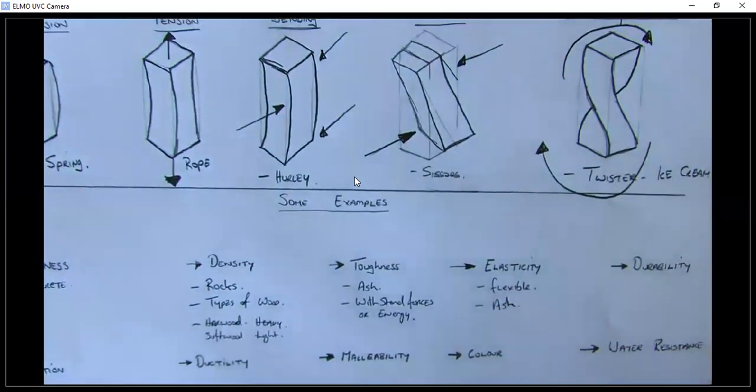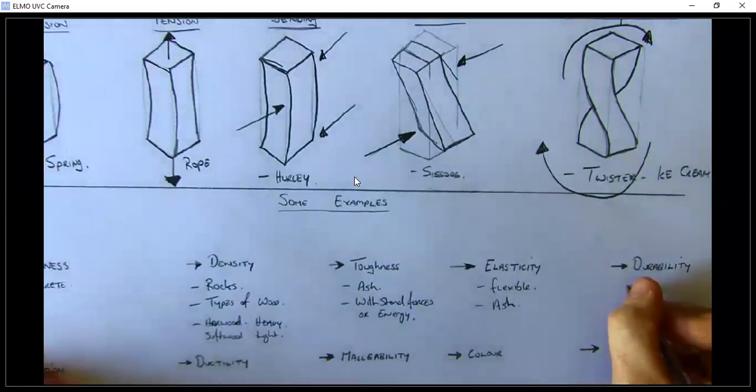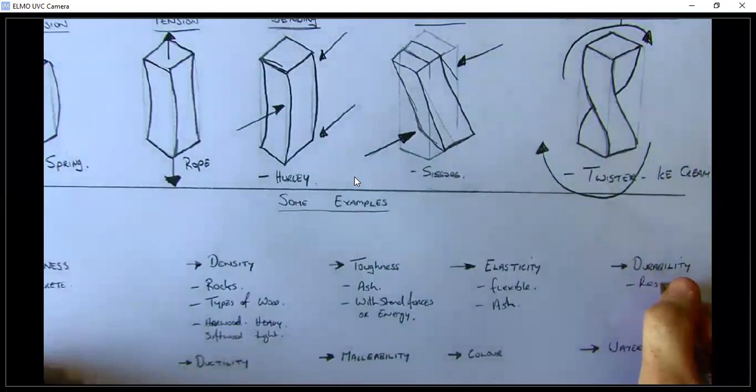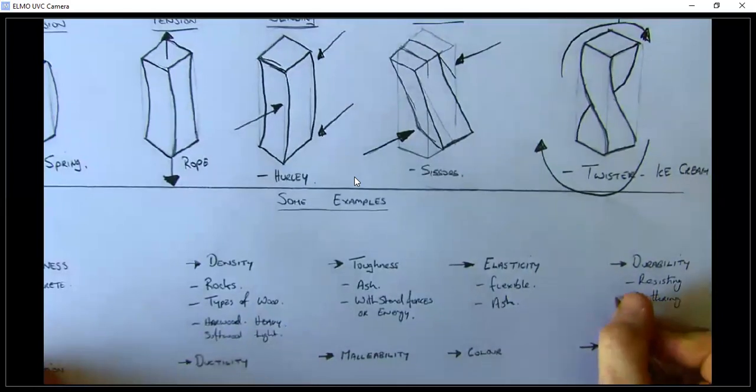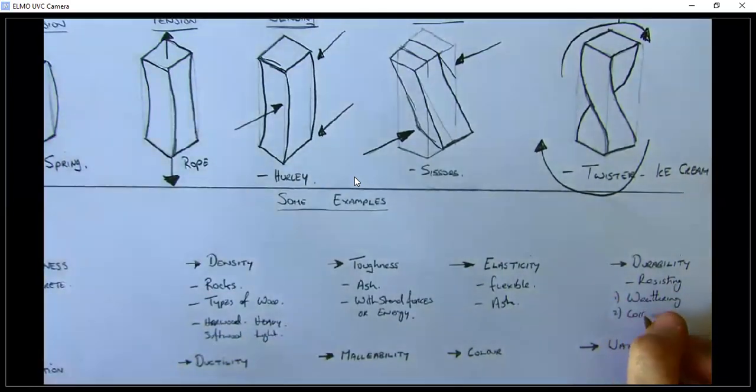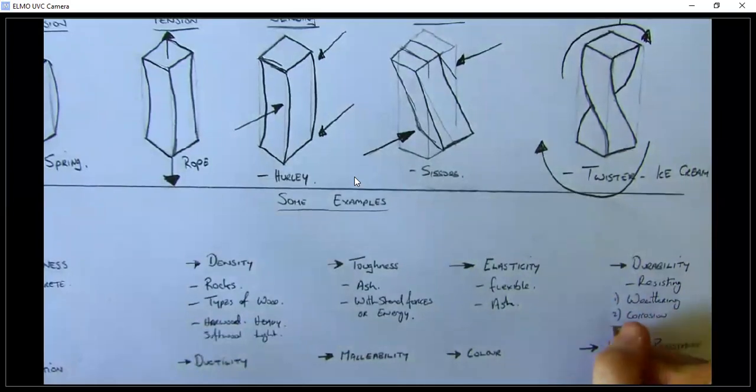Durability is a material's ability to resist the effects of weathering, corrosion, and decay. Okay, so I'm just going to put in resisting weathering. 1, 2 is corrosion. 3 is decay.